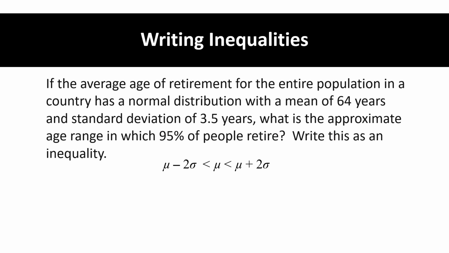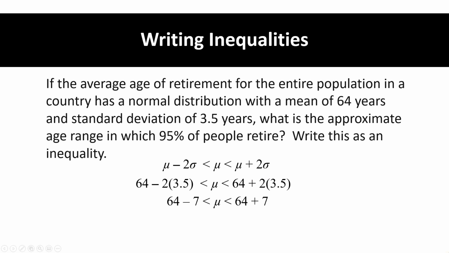Now substituting these values in, again, the mean is 64, standard deviation is 3.5. So now before we subtract, we have to multiply by 2. And before we add, we have to multiply by 2. So this becomes 64 minus 7 for the lower limit, and the upper limit is 64 plus 7, which gives us the ages of 57 to 71. So 95% of the ages of people who retire in this country is between 57 years and 71 years.